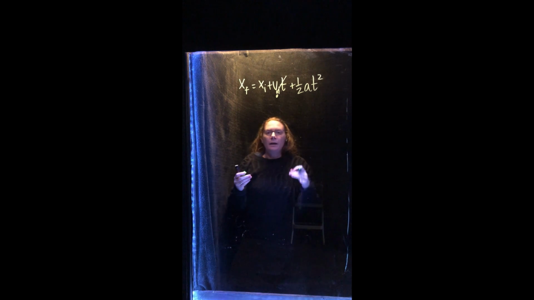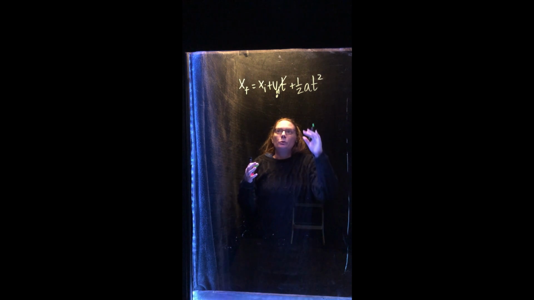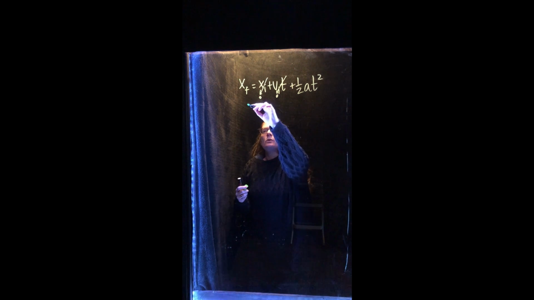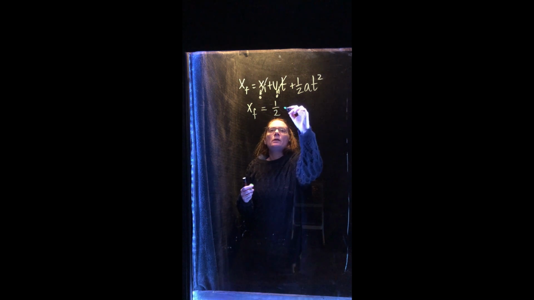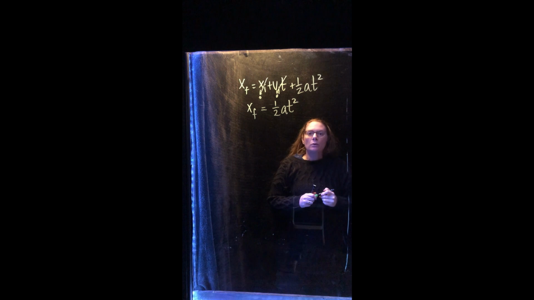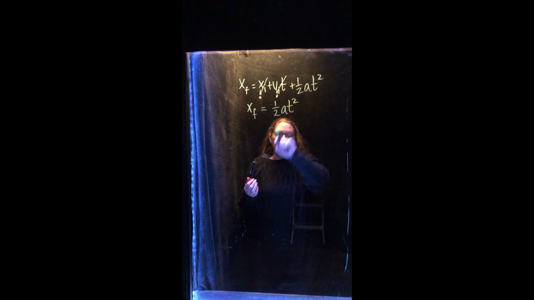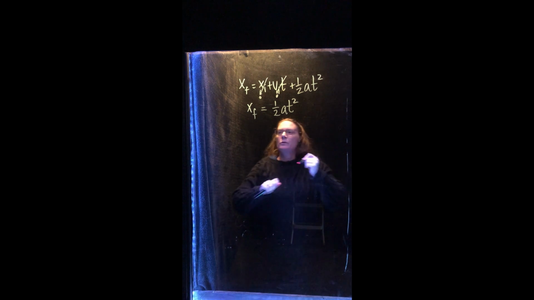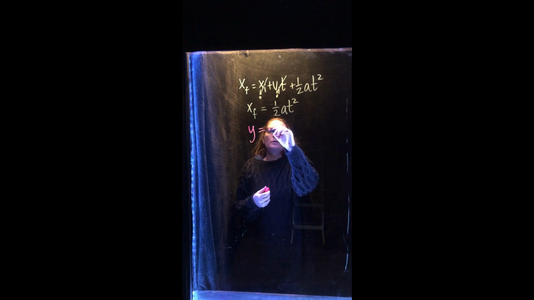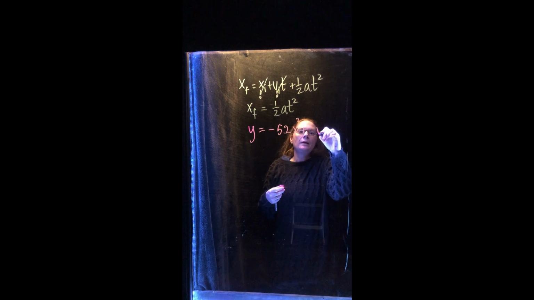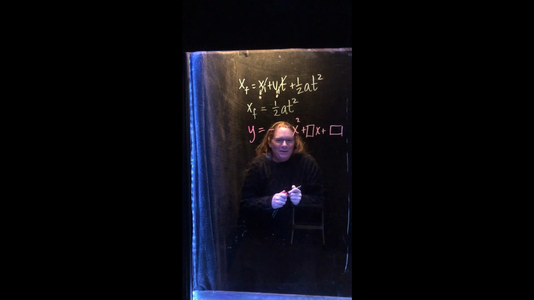not throwing it. And in Tracker, I asked you to change the coordinate system so that x initial was also 0. So that means our equation simplifies down to x equals 1/2 at squared. Now in Excel, you are doing a curve fit because this is a parabola, and Excel's going to give you something like this: y equals negative 5.2 x squared plus something x plus something. So there's some numbers there too, and I don't remember what they should be.